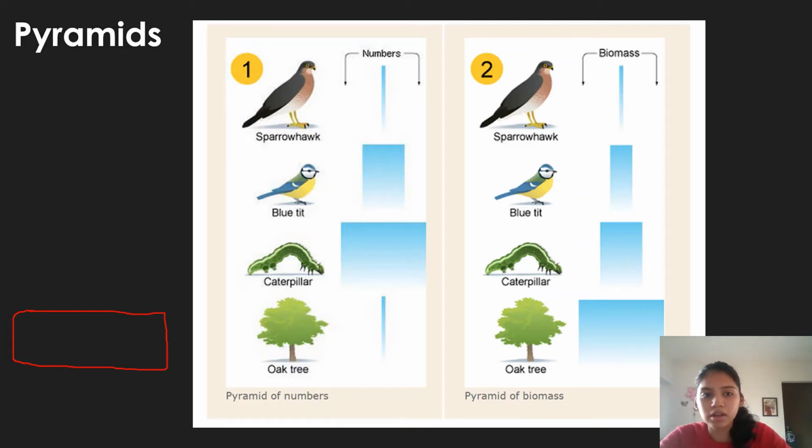So the bottom layer is going to be like this, then it goes like that, and then it goes like that. Whereas the pyramid of numbers depends on the number of organisms consumed at each level. The pyramid of biomass is always the same shape, but proportionately you'll have to change it according to the numbers and data given in the table and the question. Later you'll also learn the advantage of using a pyramid of biomass over a pyramid of numbers. We will get into that as well.